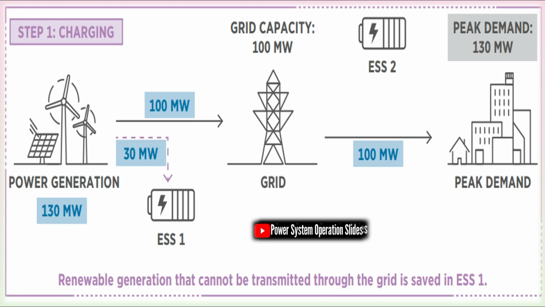This loop runs on a timescale from subsecond for some FACTS, fast governor actions and PMU-based control, up to minutes or hours for dispatch and market redispatch decisions.